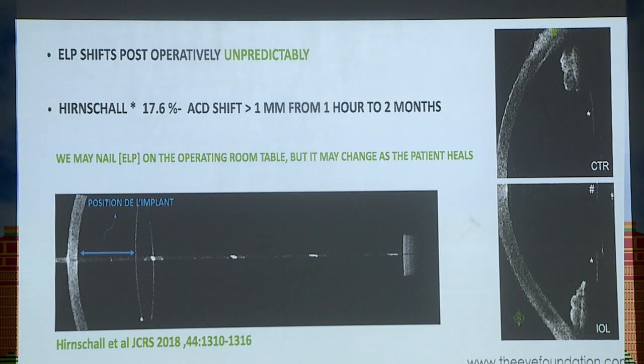You might have done everything perfectly, but let's understand that you would have planned where the IOL sits in the bag, you would have used the best formula, but the effective lens position, that is where the lens sits in the eye, which is the distance from the back of the cornea to the implant center, that can change even in the post-operative period. It is said that the anterior chamber depth shift of more than 1 millimeter can occur between 1 hour to 2 months. So then you think you have hit the nail, but then you are not there.